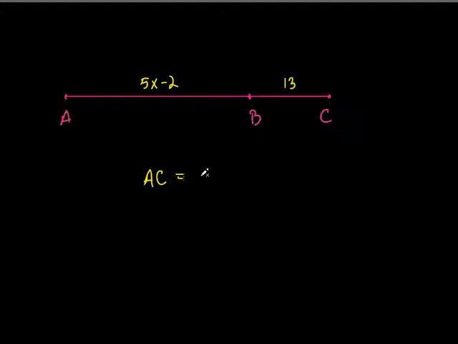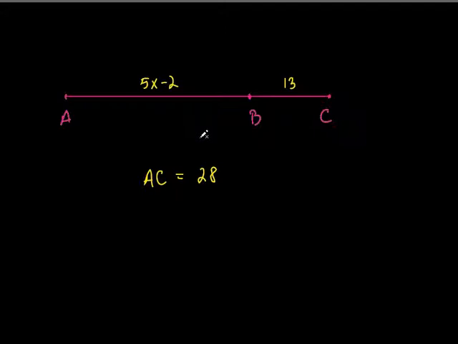So if they say AC is, let's say AC is 25. No, let's not. I'm trying to make this come out right. Let's say it's 28. All right, so if they said AC is 28 and they said solve for x, what would you do? Would you set 5x minus 2 equal to 13? Are they equal to each other? No, you don't know they're equal to each other. Nothing in here says.